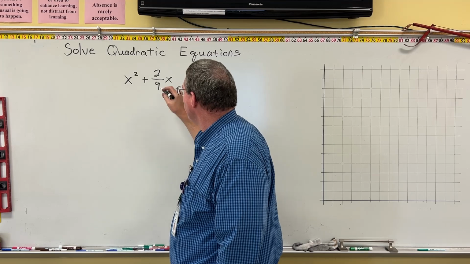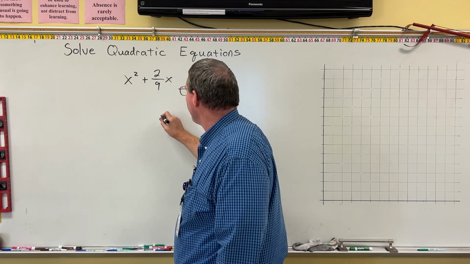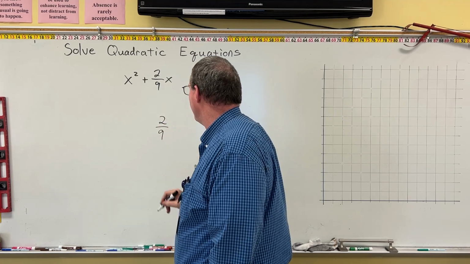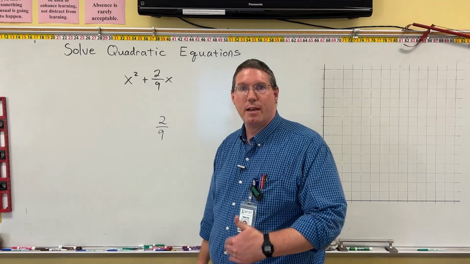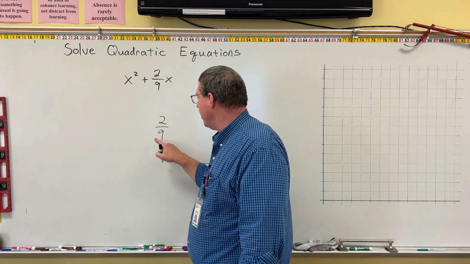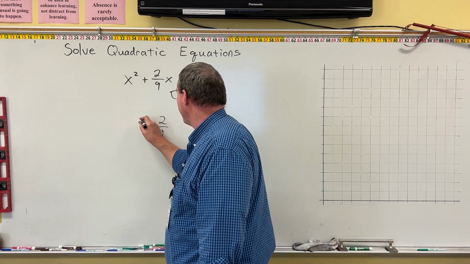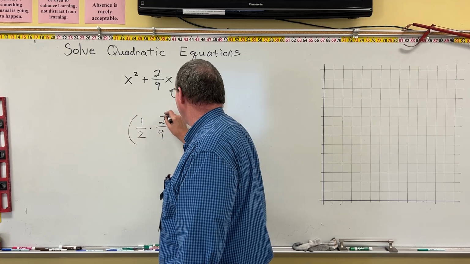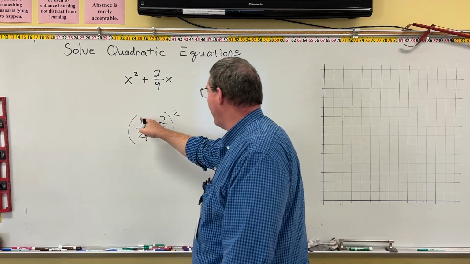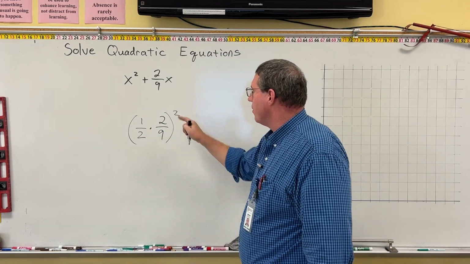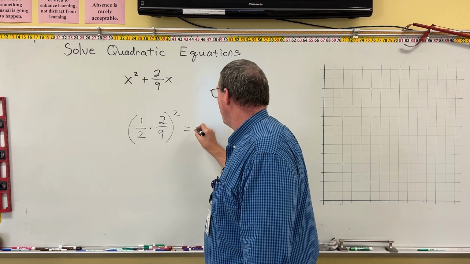Well, I want to remind you that what I'm going to do is take the number in front of the x, which in this case is 2/9. I want to half it and square it. But instead of putting it over 2, I'm going to multiply it by 1/2. So all you have to do is multiply by a fraction of 1/2 and then square it, okay? And so what is this going to become?